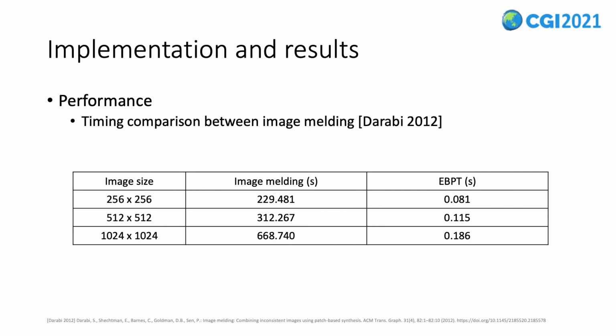We compare the performance of our implementation with image melding, and the results are shown in the table. Because our method does not require any exponential algorithm or heavy repetitions, it's very good for an interactive application. For the input texture of 1K by 1K, our method took almost 0.2 seconds, which is more than 3,000 times faster than image melding.